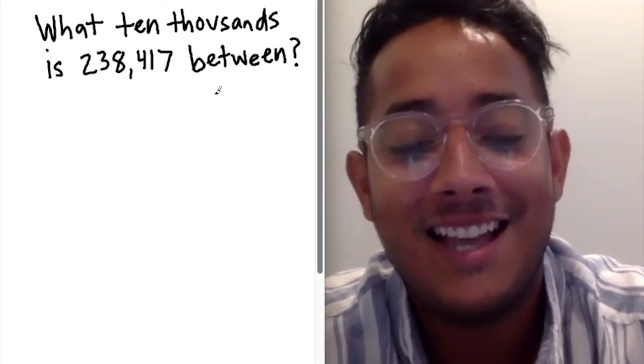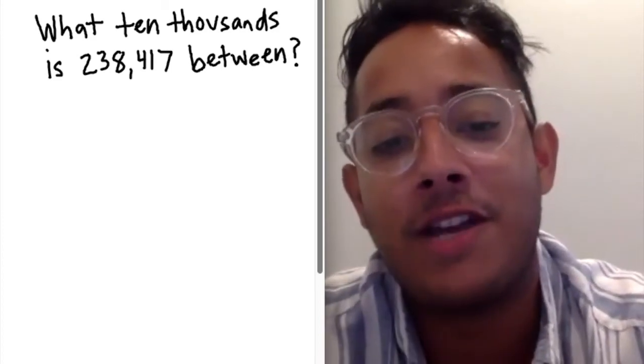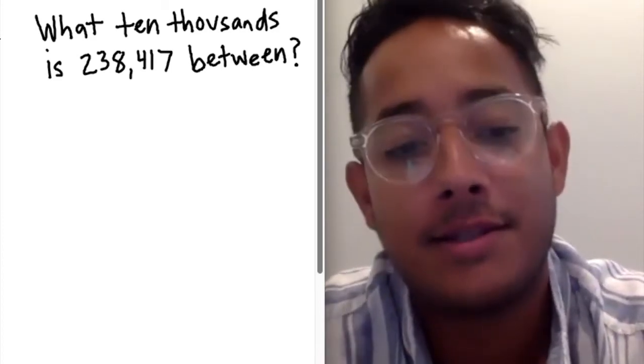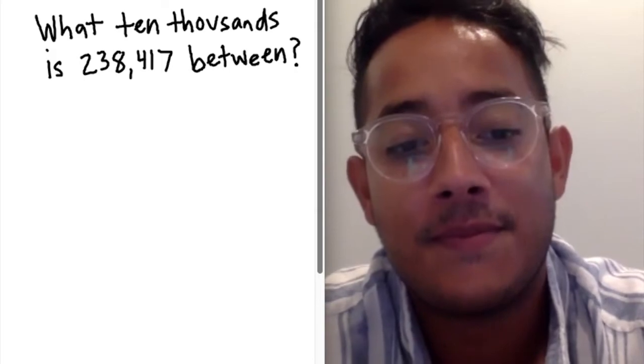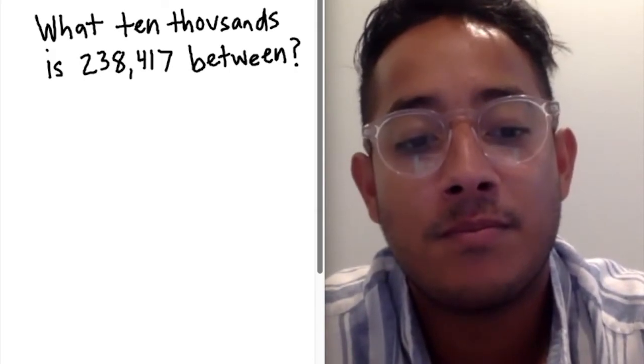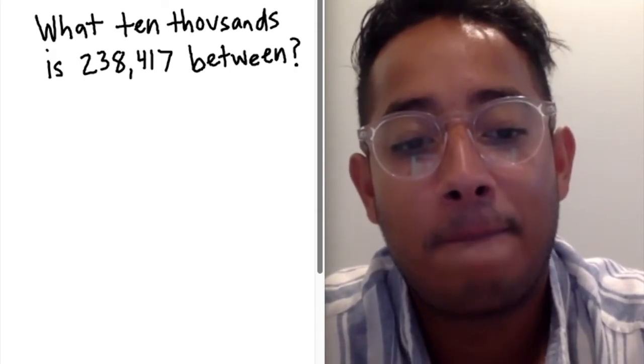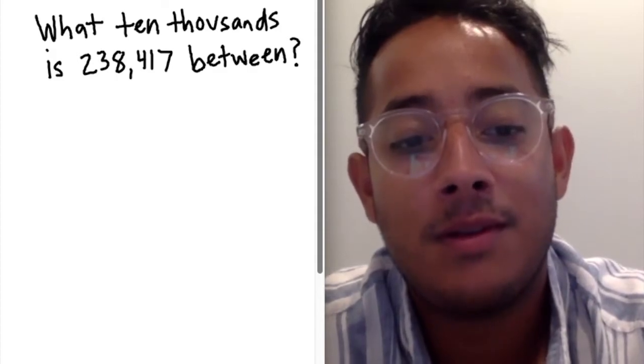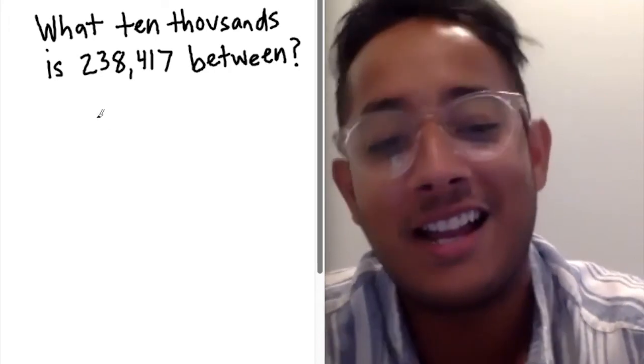Introduce yourself. I am Mr. Rodriguez. I'm one of the vice principals at Spring Academy. Awesome. Mr. Rodriguez, today we're trying to figure out the question, what 10,000s is 238,417 between? Whew! That's a big number. That's a really good question, Miss Ramish. I think I can help you out.